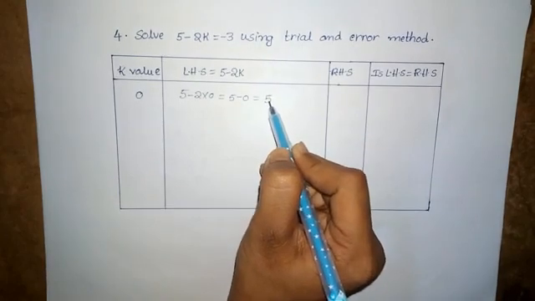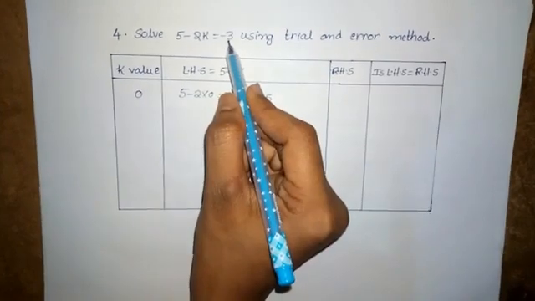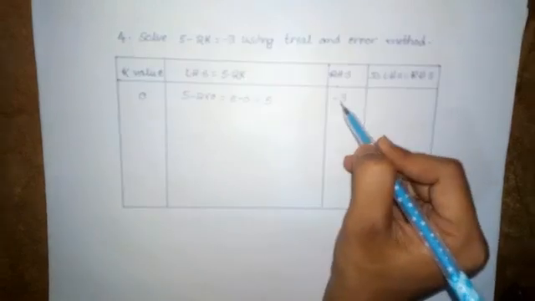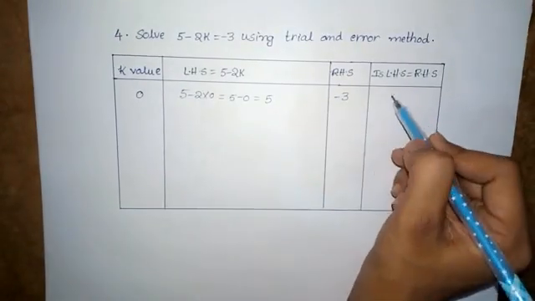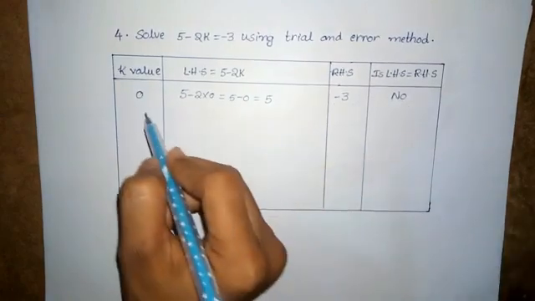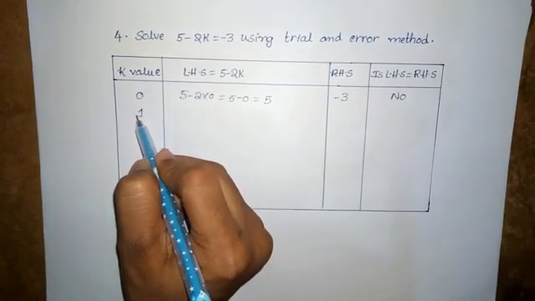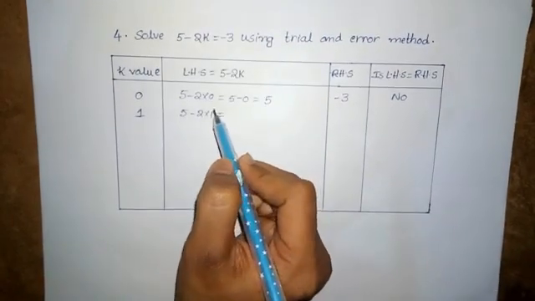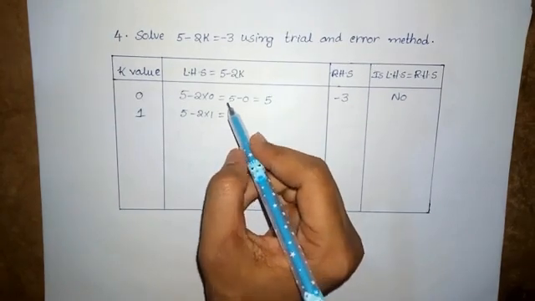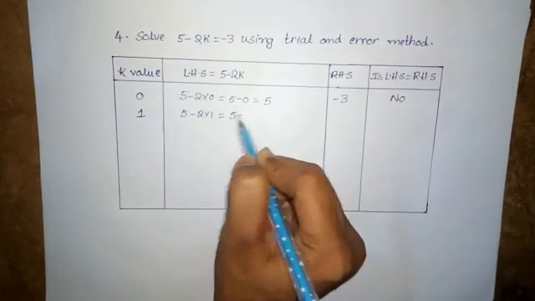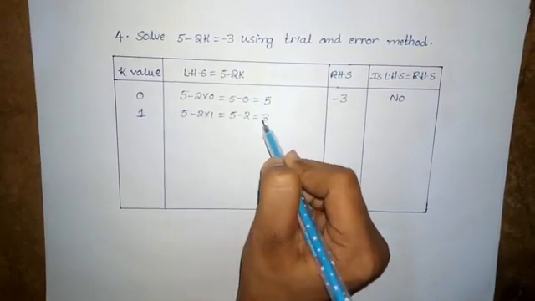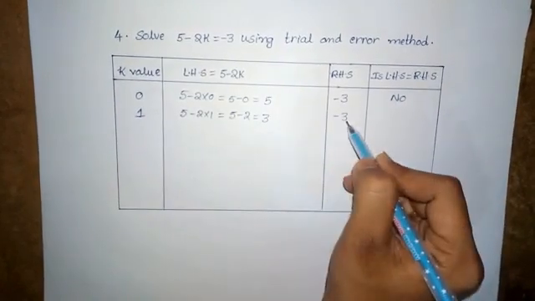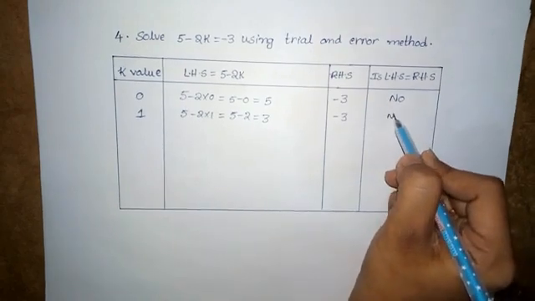So LHS equal to 5. In the problem, the given RHS is equal to minus 3. The RHS never changes. So observe LHS equal to 5, RHS equal to minus 3. Both are not equal. So no. Next substitute k equal to 1. So 5 minus 2 into 1 becomes 2. So 5 minus 2 equal to 3. RHS equal to minus 3. So LHS equal to 3, RHS equal to minus 3. Both are not equal. So no.